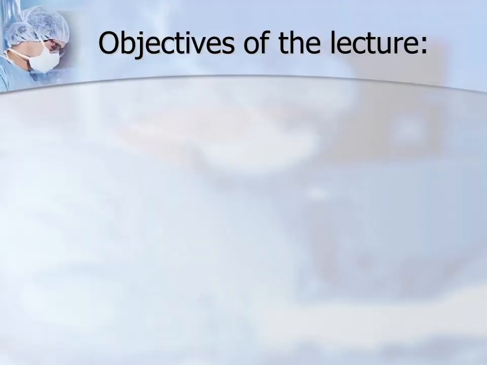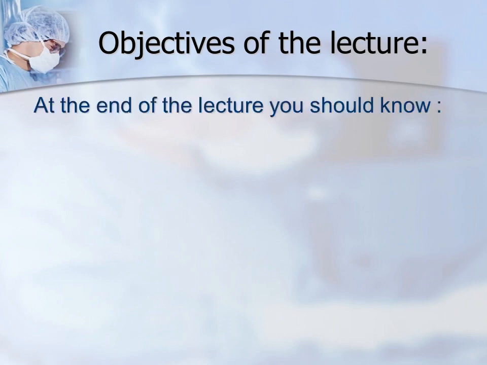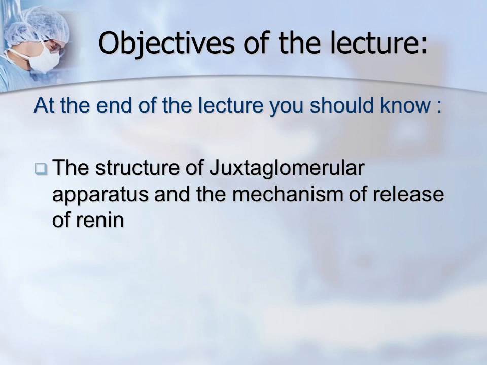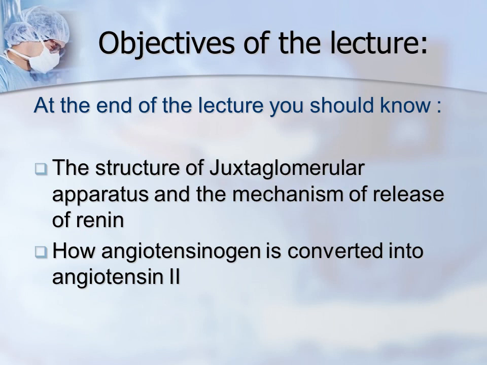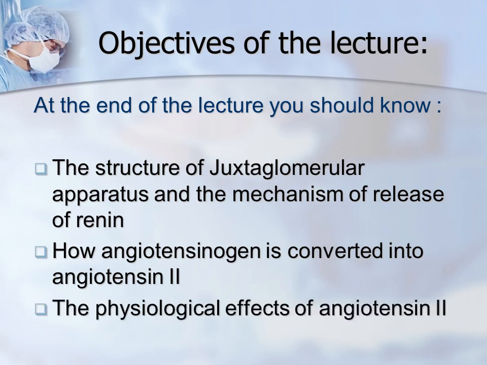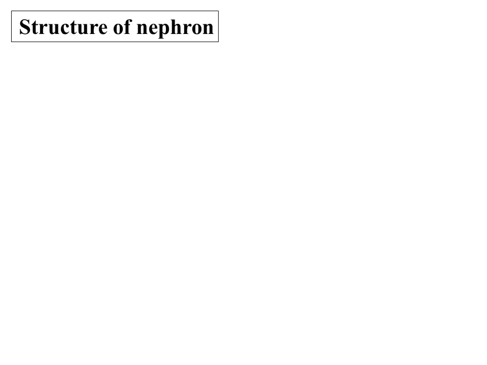First, we must know the objective of this lecture. At the end of this lecture, you should know the structure of the juxtaglomerular apparatus and the mechanism of release of renin, how angiotensinogen is converted into angiotensin II, and the physiological effects of angiotensin II. The first country we will visit in this journey is the kidney. We must know the structure of the kidney, and we start in the first country, which is the kidney organ.